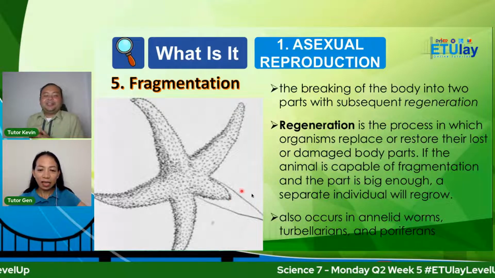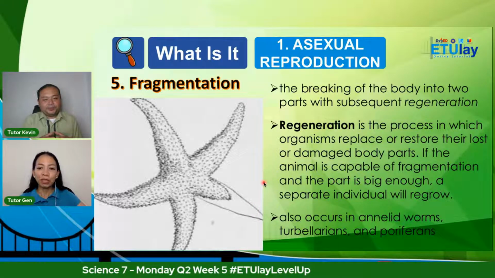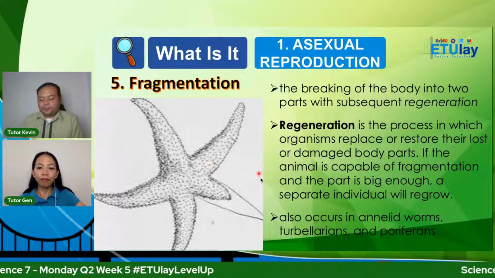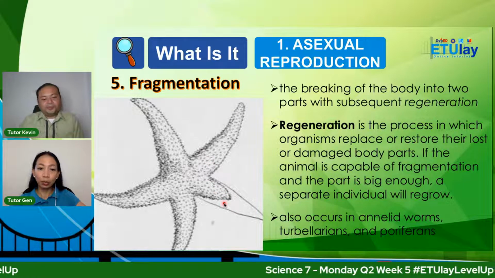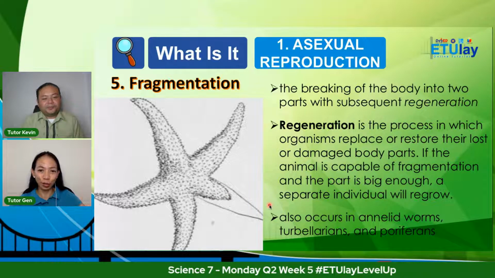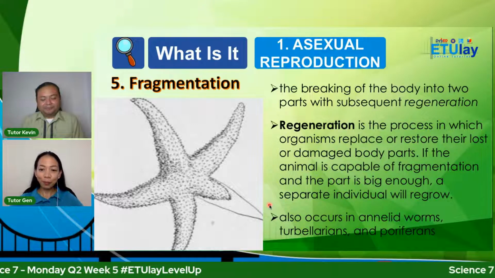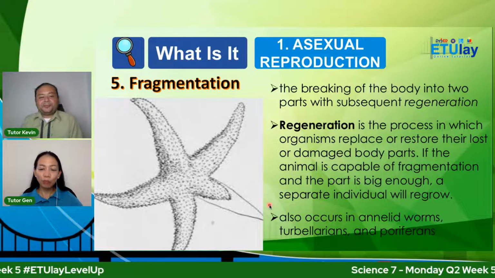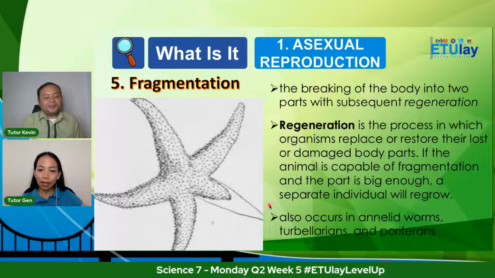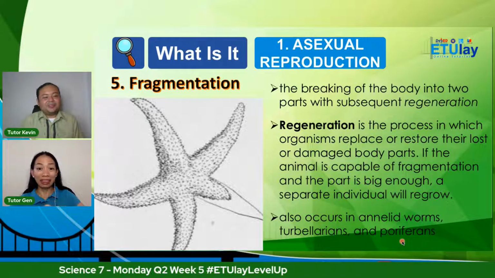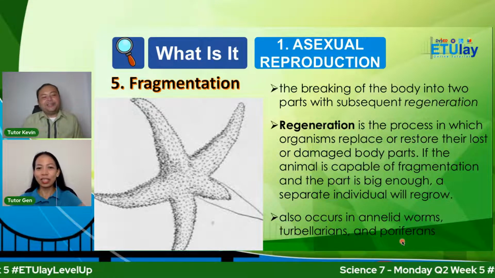So, in this example, if the animal is capable of fragmentation and the part is big enough, a separate individual will regrow. But in this picture, example na putol yan, then it can still grow into another portion of the sea star. So other examples, we have annelid worms, turbellarians, and poriferans. Halos mga segmented animals or organisms. Ang galing, ano?